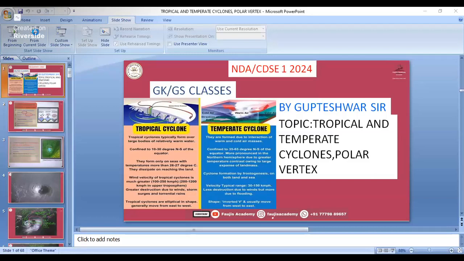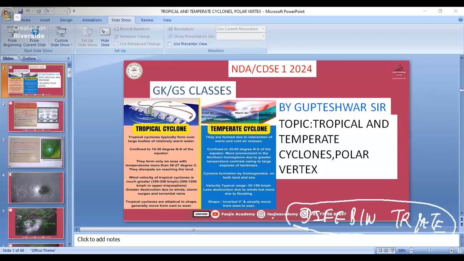Okay. So now we'll see about the cyclone. In this cyclone topic, we'll see the tropical cyclone, temperate cyclone, and the polar vortex. For a better understanding, in these slides I have mentioned the difference between these two cyclones. The differences between tropical and temperate cyclones are mentioned in this slide. If you study all those differences, then you will easily understand how the temperate cyclone happens and how the tropical cyclone formation happens.